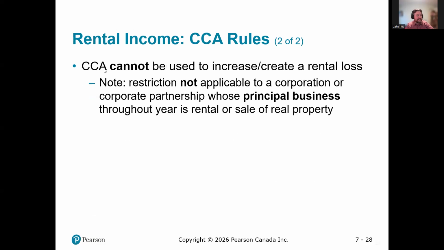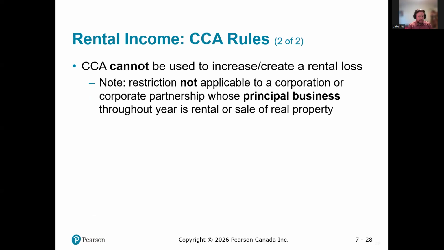But the thing about CCA is when you have a business, CCA can be claimed. You do your calculation, and I can claim up to that maximum. And that could result in a business loss. That business loss can either be directed towards another source of income, applying it as a non-capital loss, or it can be carried back to a previous year of business income.